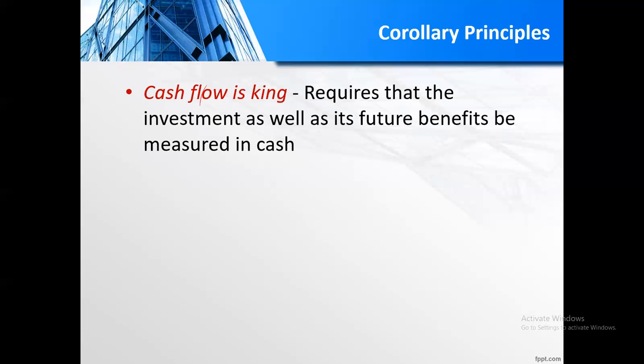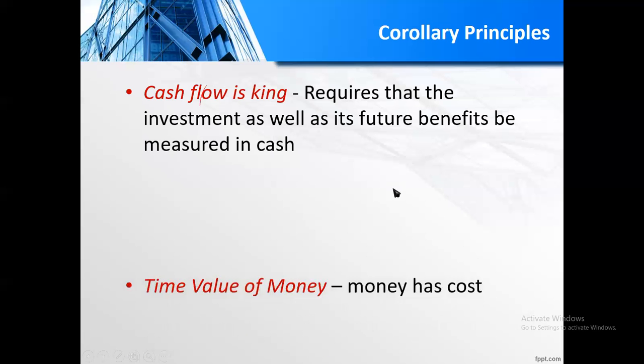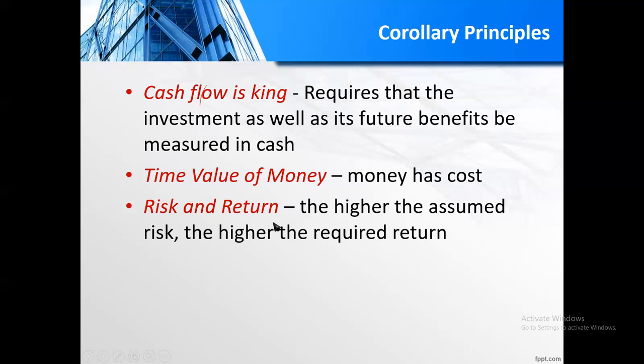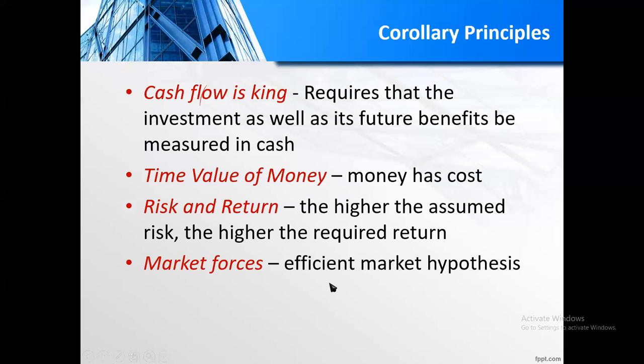And not only that, another important corollary principle is the time value of money, that money has cost. 1 peso today is not the same as 1 peso after 5 years. Thirdly, the principle of risk and return. The higher the assumed risk, the higher is the required return. I'll give some brief discussion about that in a few minutes. Okay, third is market forces. Okay, what we call the EMH, the efficient market hypothesis.